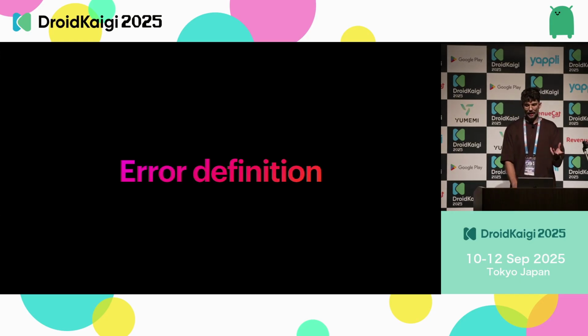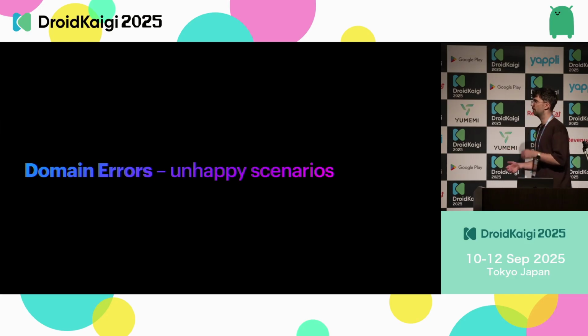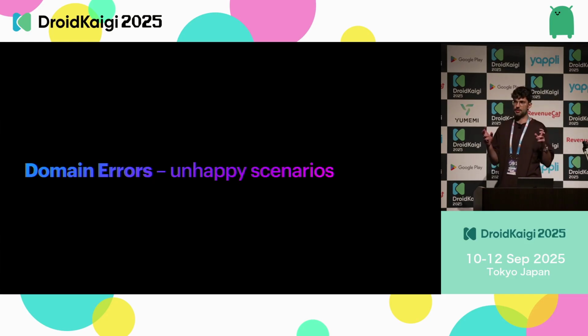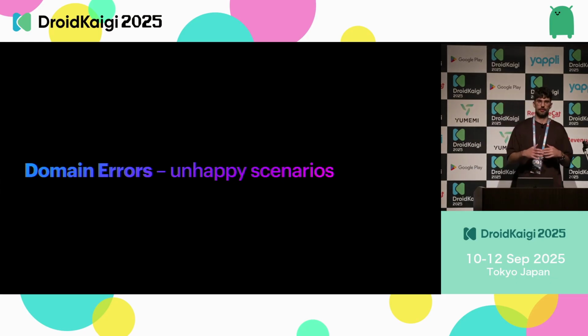So we can actually split errors into two different categories. First of all, we have what I call domain errors. So these are really just unhappy scenarios. For example, we can imagine that we perform some kind of HTTP call, and we get a 200 response. This is a happy scenario that we want to get, but this is actually not what we always get.